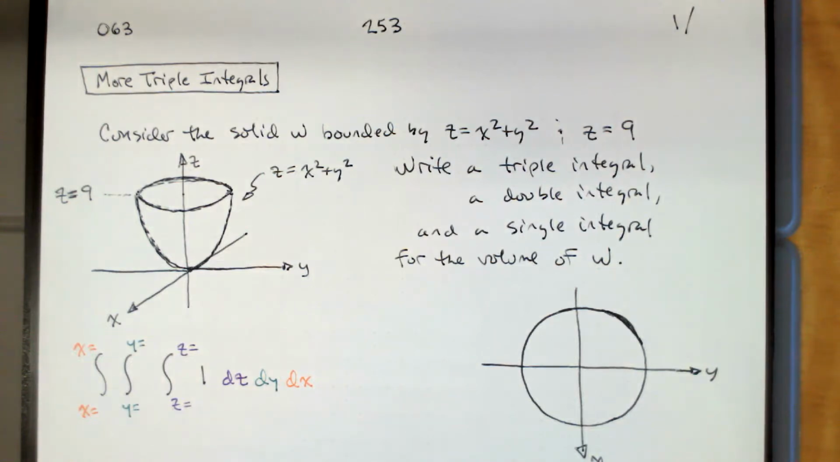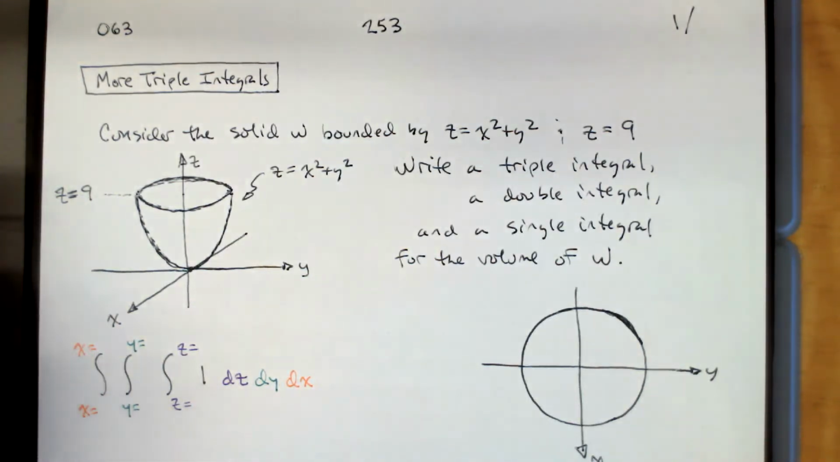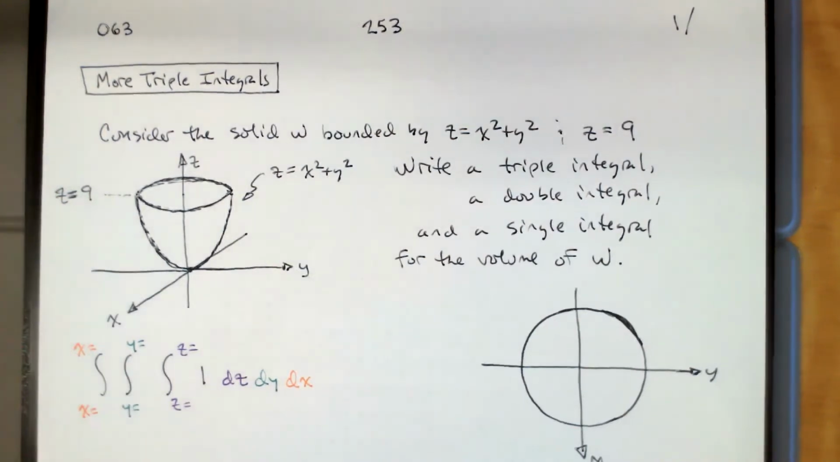The idea behind writing an integral is, what's z between, what's y between, what's x between? So for z, what's the bottom, what's the top? For y, what's the left, what's the right? For x, what's the back, what's the front? So the bottom of this solid is the paraboloid, z equals x squared plus y squared. And the top is the flat cap at z equals 9.